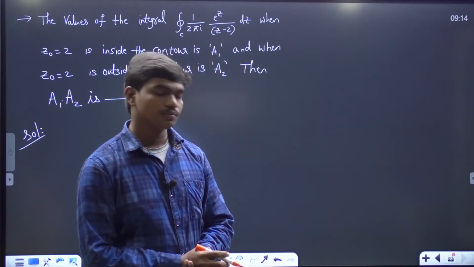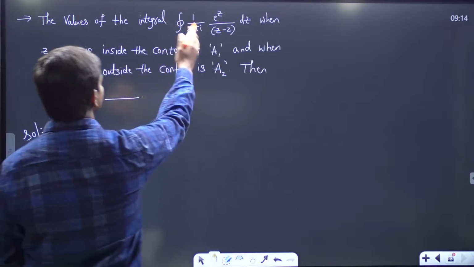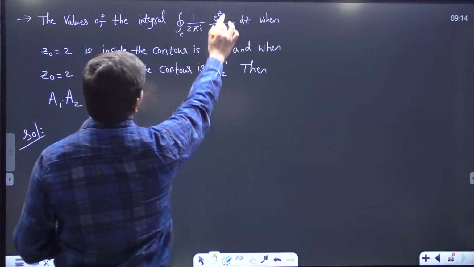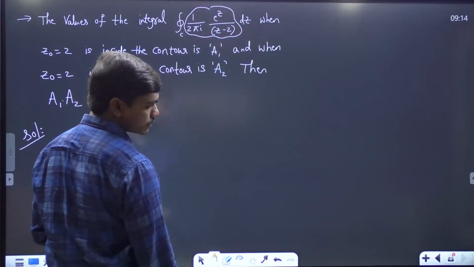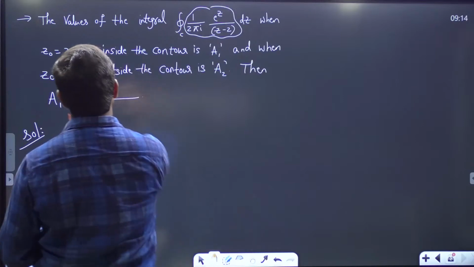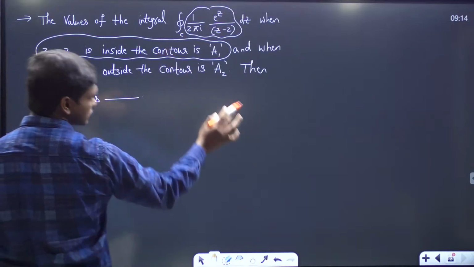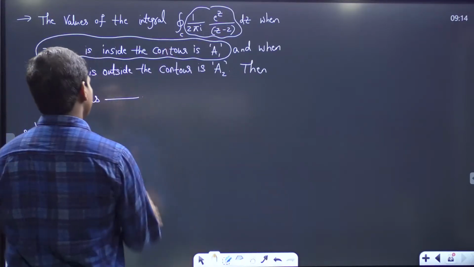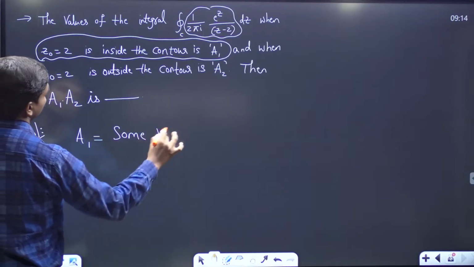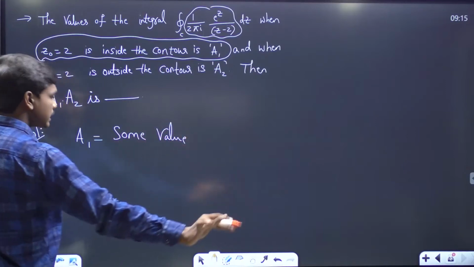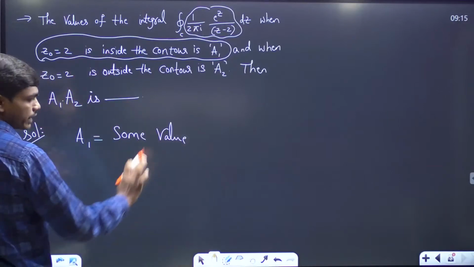What's the answer? 0, correct? Because read the question. The values of the integral over this path C is this. This function is not differentiable at z equal to 2. If z0 equal to 2 is inside the contour, you can evaluate the answer. Some value you will be getting for A1. A1 is some value, which I am not calculating right now, but you will get some value because z0 is 2. So if you apply Cauchy's integral formula, you will be getting some value.